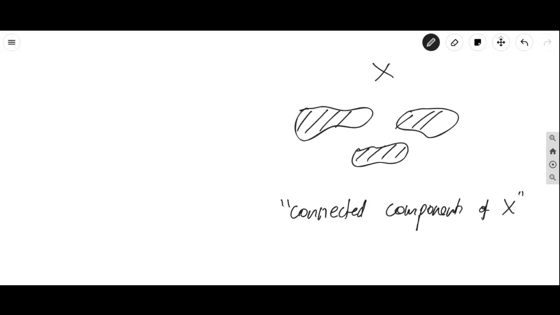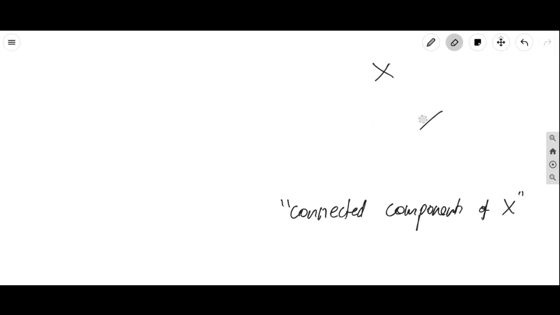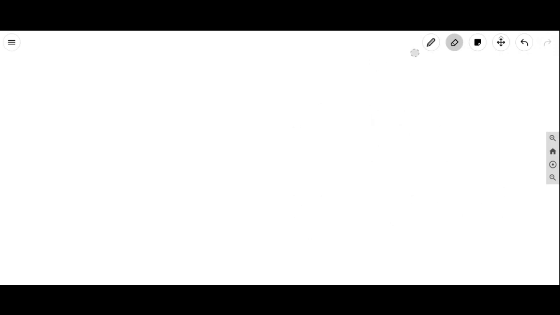So if a space is actually connected, it only has one component, the space itself, right? The whole thing stays in one piece. But in general, spaces can be broken into many components. A finite number, it could be an infinite number of components, but this is what you have. So they're called the connected components of X. So let's introduce this definition.